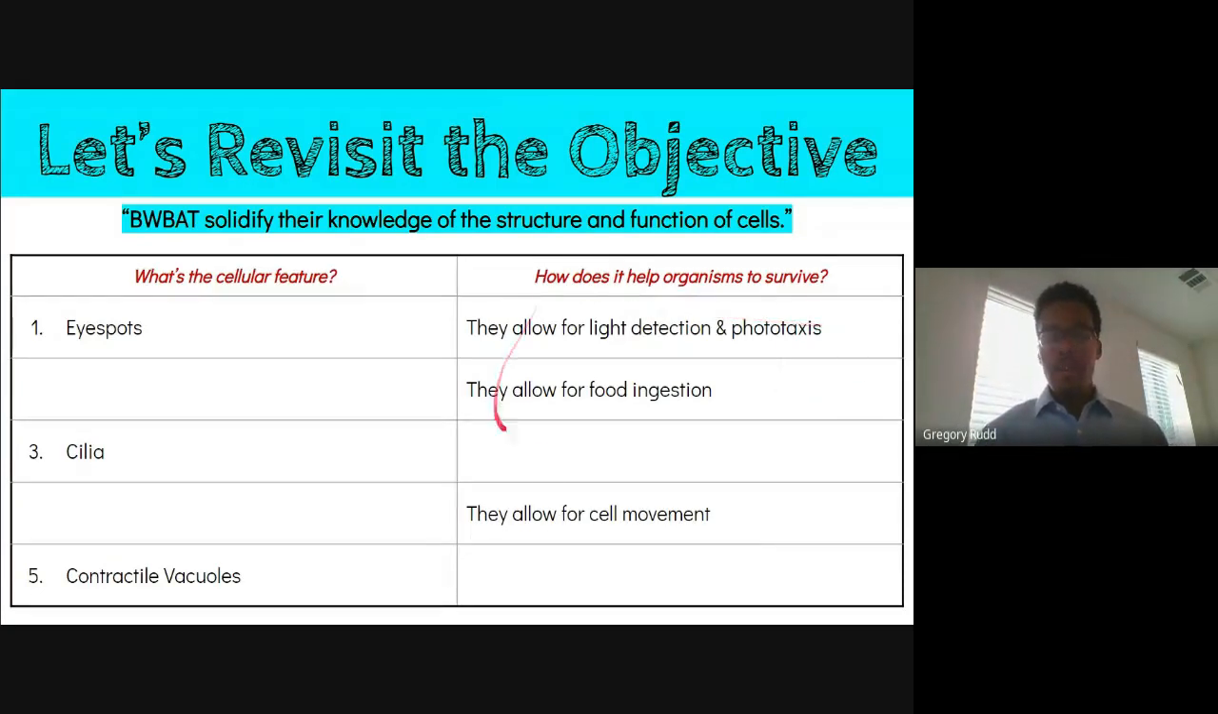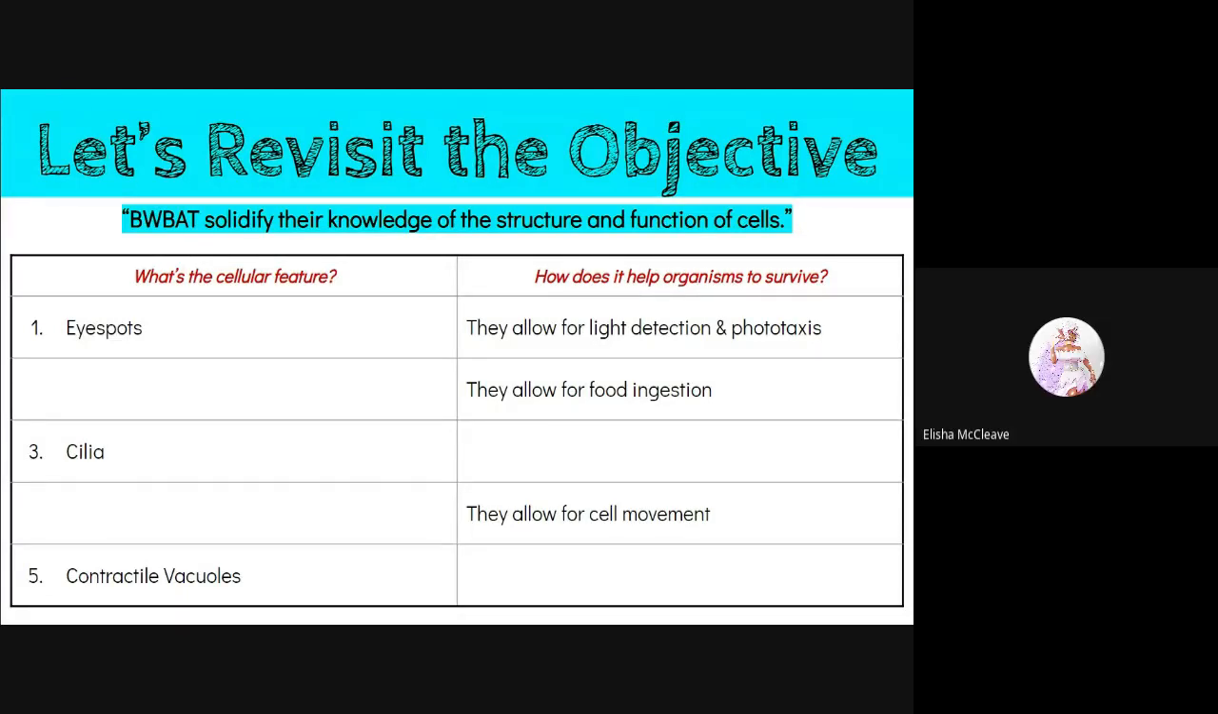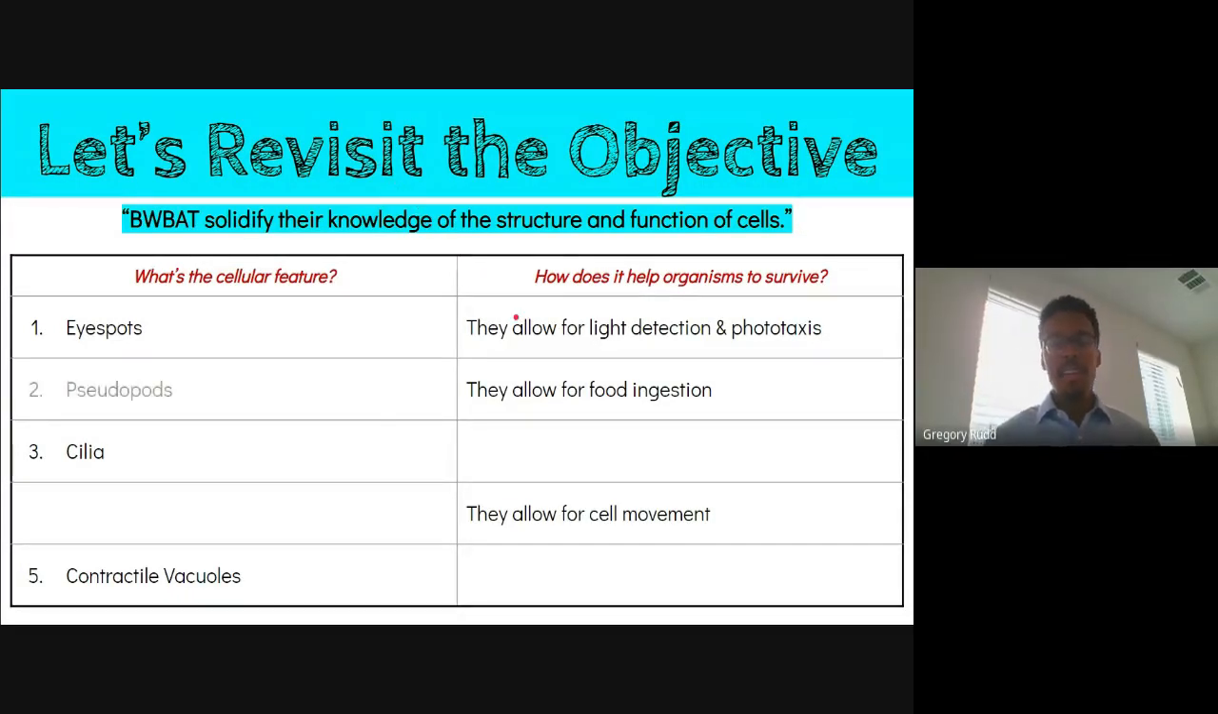Okay, so here we know that whatever cellular feature goes here, it allows for food ingestion. Does anybody know what feature that is? If you don't know how to say it, you can just spell it out. The pseudopod? It is. It's the pseudopod. Good. So those pseudopods are temporary projections of the cellular membrane. And they just kind of grow out in search of food.